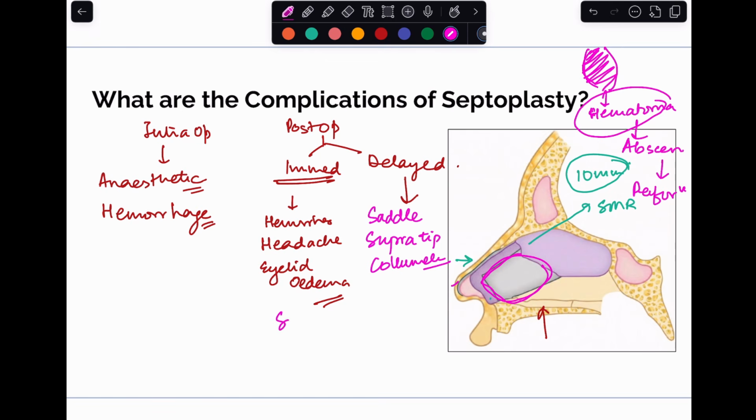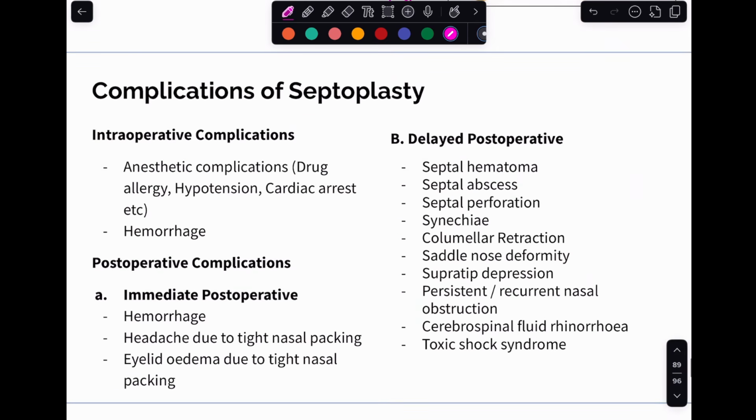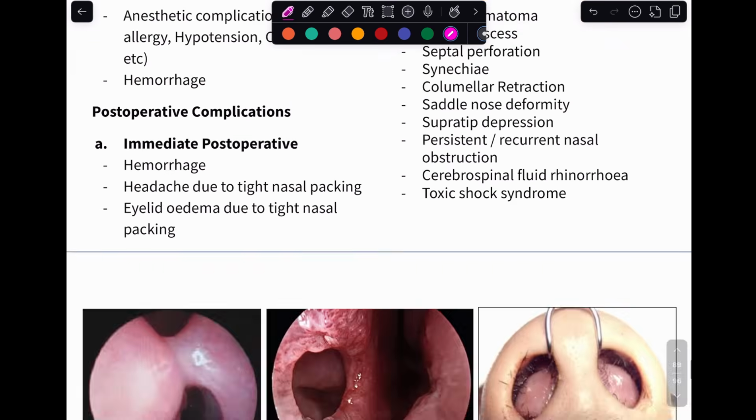Other than this, you can also have synechiae formation when the mucosa is damaged on both sides, on both the septum side as well as the lateral nasal wall. It can lead to the joining of these two, leading to the formation of a synechia. You can also have recurrent or persistent nasal obstruction. And some rarer ones are CSF rhinorrhea and toxic shock syndrome. So these are the different complications of septoplasty that you need to know.